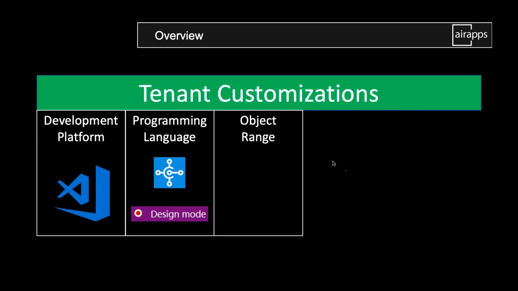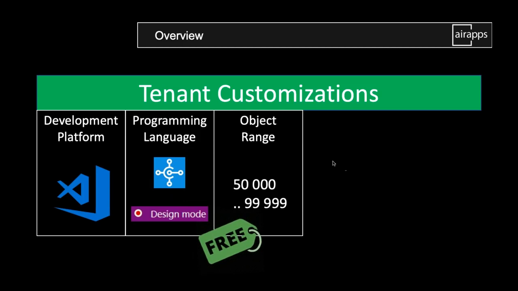Next, what object range should you use when you create tenant customization? It's from 50,000 to 99,999. Yeah, so it's the range that we used previously when we created CSI CL customizations. The good news is that when you create tenant customizations, these objects are free.